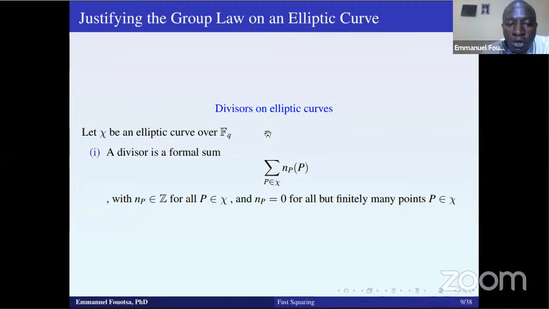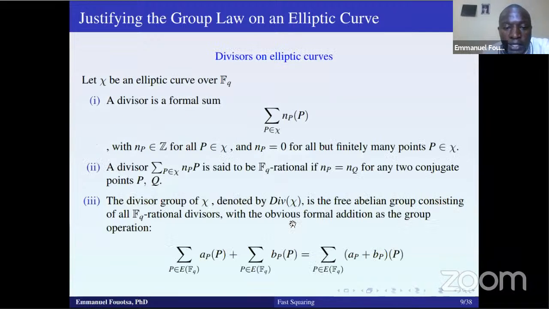So we introduced the concept of divisor, and we define a divisor as a formal sum, just a summation of symbols related to points of the elliptic curve, where the coefficients n_P are all 0 but finitely many points. And we said that the set of divisors, or the divisor group of an elliptic curve, is simply the free abelian group consisting of rational divisors with the obvious formal addition like this.